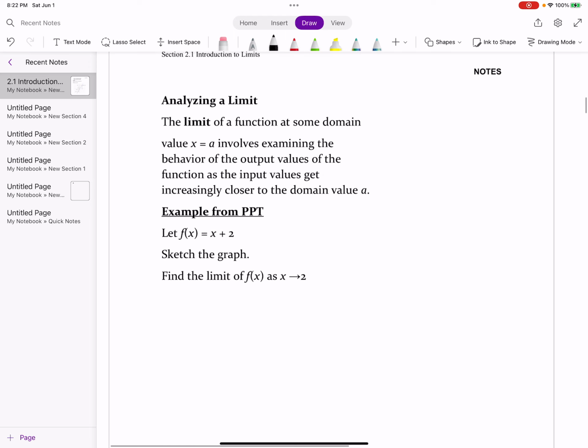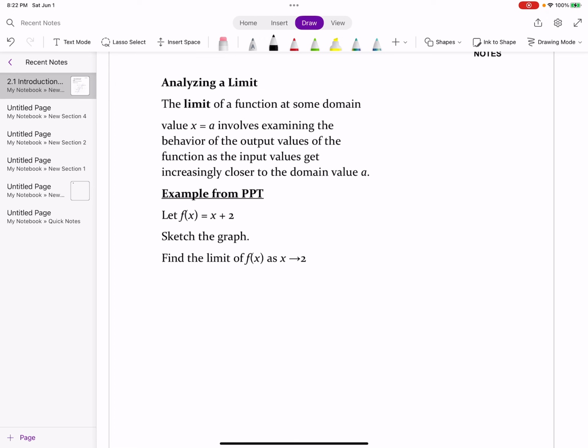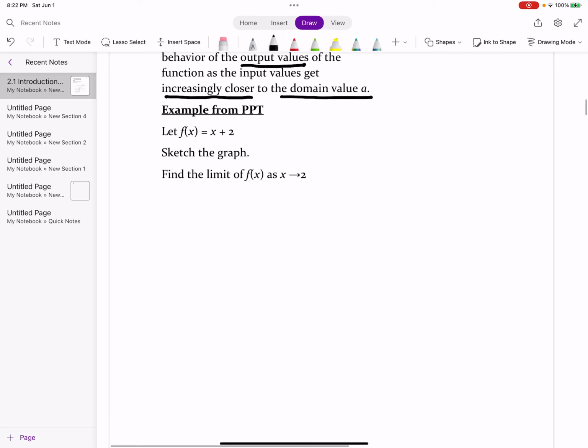Now, how can we analyze the limit value? The limit of a function at some domain value of x equal to a involves examining the behavior of the output values of the function as the input value gets increasingly closer to the domain value of a. For example, let us sketch the graph.